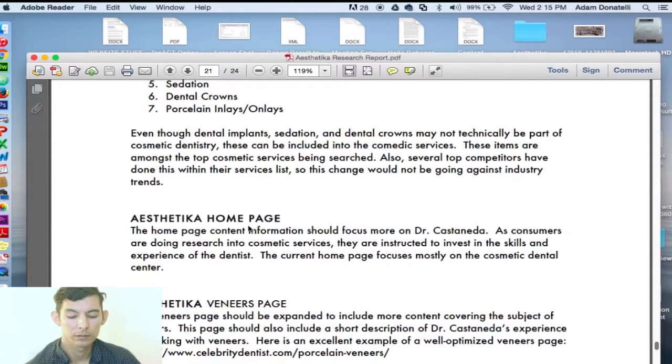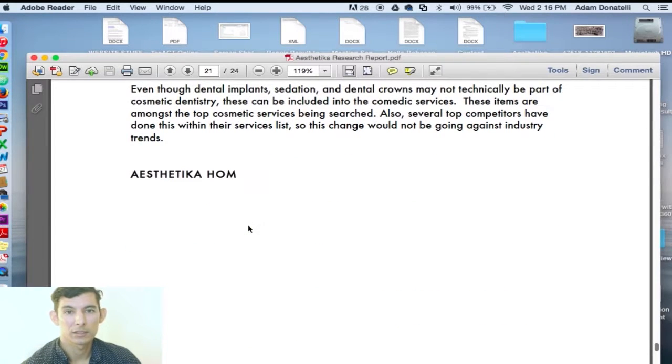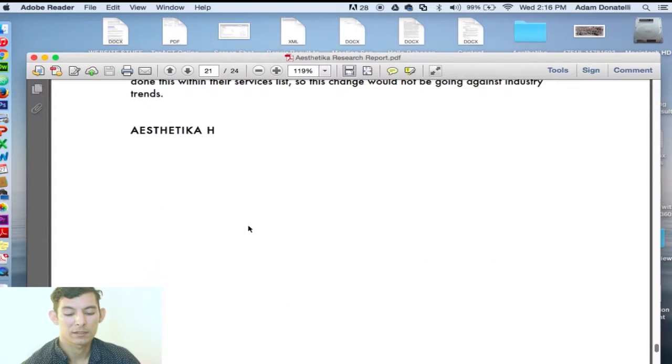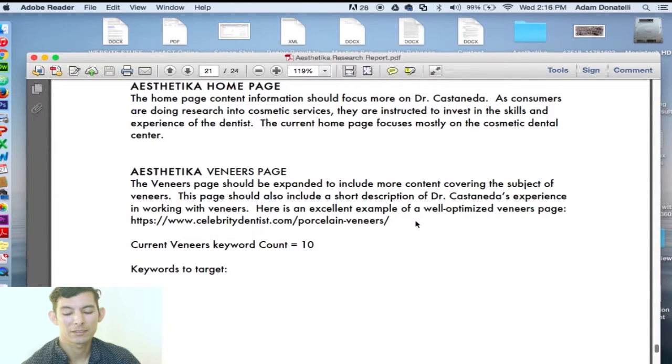The homepage content information should focus more on Dr. Castaneda. As consumers are doing research into cosmetic services, they are instructed to invest in the skills and experience of the dentist. The current homepage focuses mostly on the Cosmetic Dental Center. So we need to change that up, really emphasize the experience and her ability for implants and veneers.